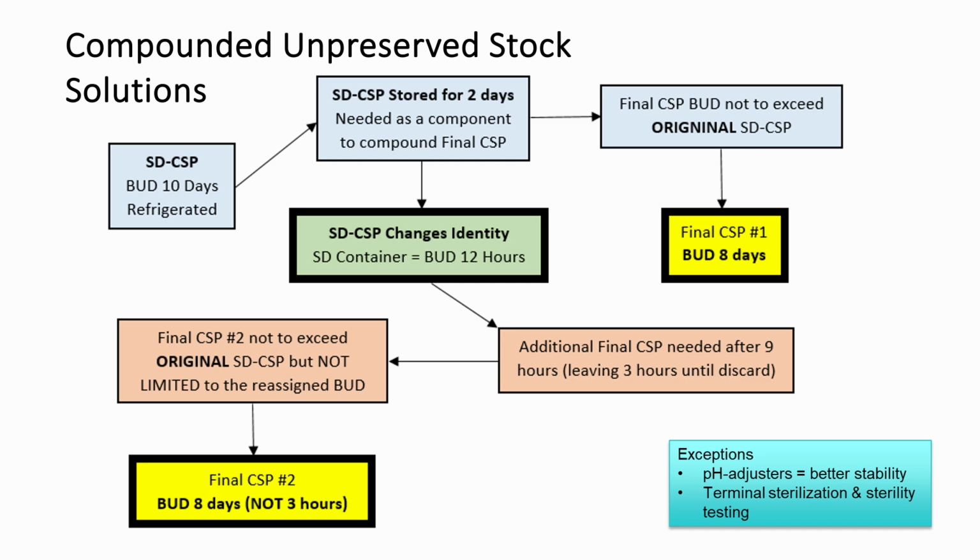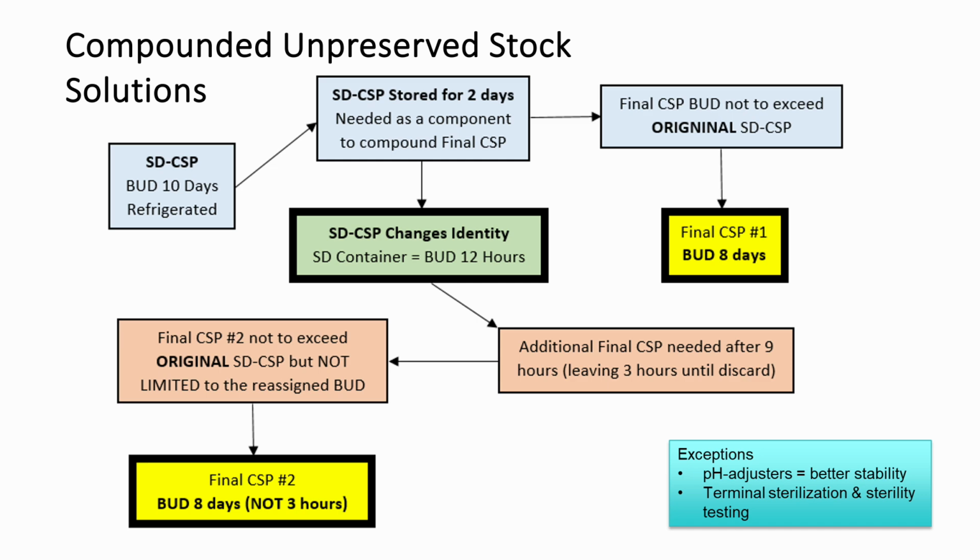So the new beyond use date of the new CSP that we've just made from the stock solution cannot exceed the beyond use date of the original stock solution. So in this example, we had 10 days beyond use date and 2 days passed, leaving 8 days. So our new beyond use date for the new CSP cannot exceed 8 days. Now, if there's anything left in our stock solution, we can go ahead and reuse that, but we need to reassign it a different identity. It now becomes a single dose container, and we can give it a beyond use date of 12 hours as long as we store it appropriately.